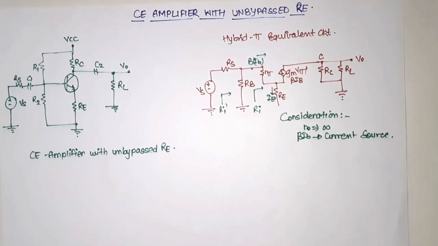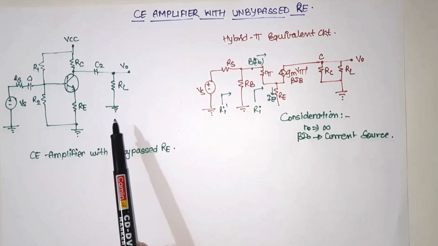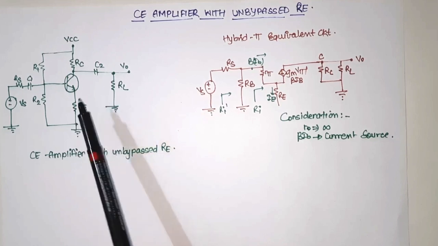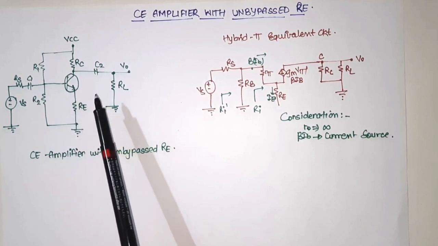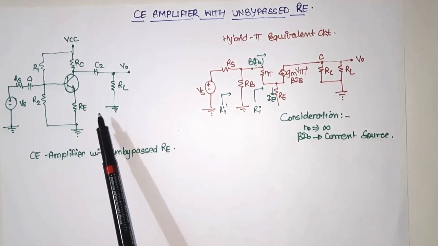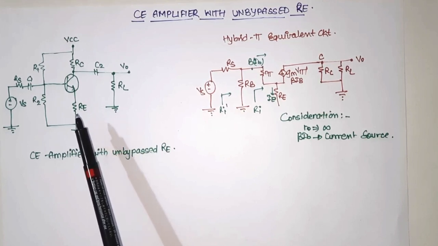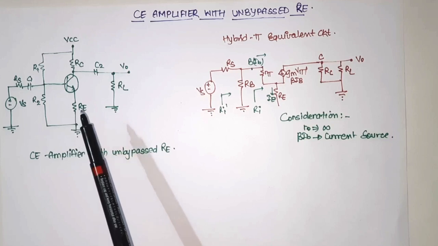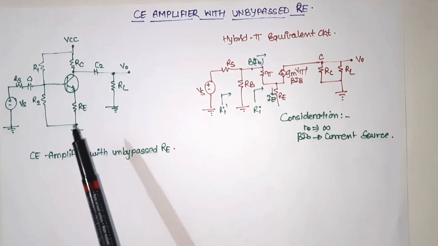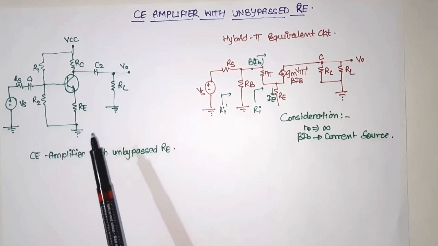Today we'll be learning about the CE amplifier with unbypassed RE. In the last lectures we studied the same circuit diagram, but remember, we also had a bypass capacitor which used to get short circuited, and therefore RE, that is the emitter resistance, used to get bypassed. But now since we don't have any bypass capacitor, RE will remain unaffected.